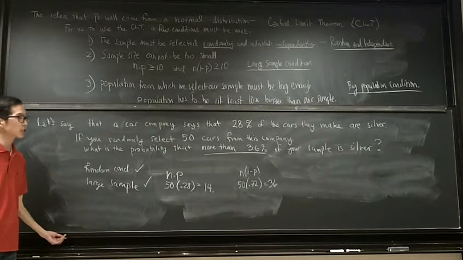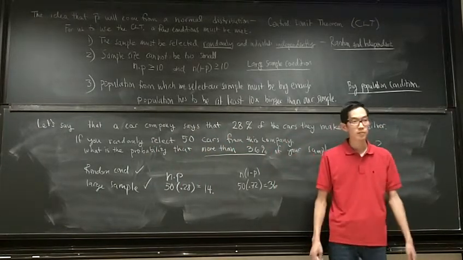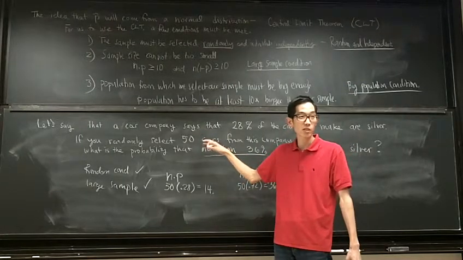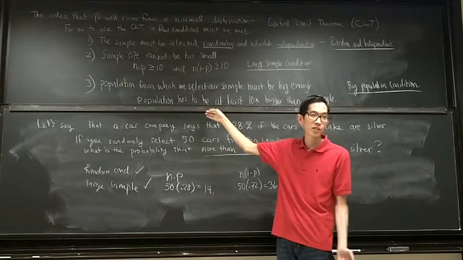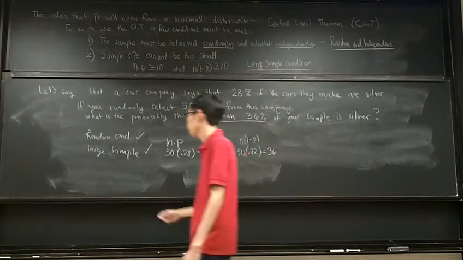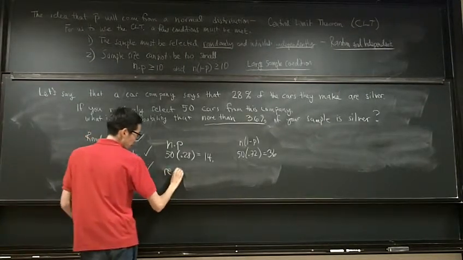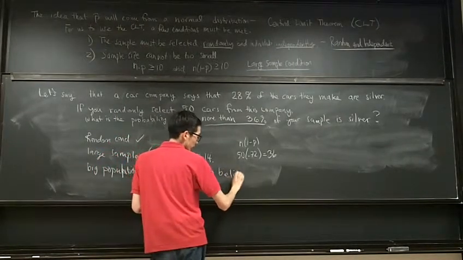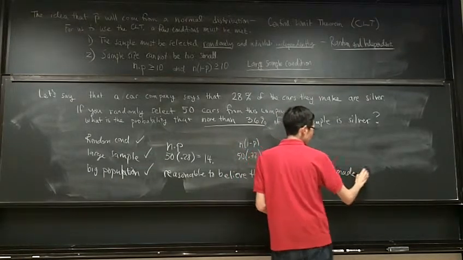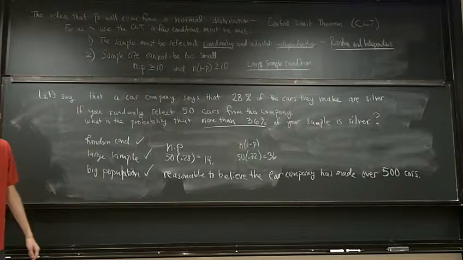Is the big population condition met? Now, it's not explicit in this problem. How big does our population have to be? It has to be 10 times bigger than our sample. It's got to be at least 500. My sample is 50 cars, so the population has to be at least 500 cars. Is it reasonable to believe that a car company has made more than 500 cars? Yeah, that's reasonable. So the big population condition is met. It's reasonable to believe the car company has made over 500 cars. Will it usually just be based on reason, or will it ever state how big the population is?